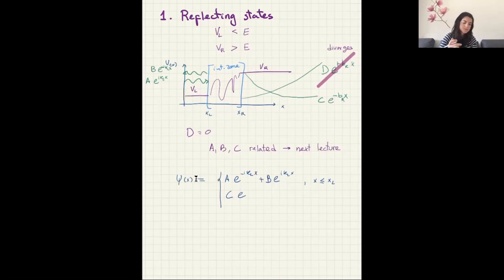And then later on, we'll see that, for example, A squared needs to be the same as B squared. But these are details we'll leave for the next lecture. Okay, but indeed, we can know a lot already about A, B, and C. So about the wave function, how it behaves asymptotically, even if you don't know the details of the interaction zone. Good.